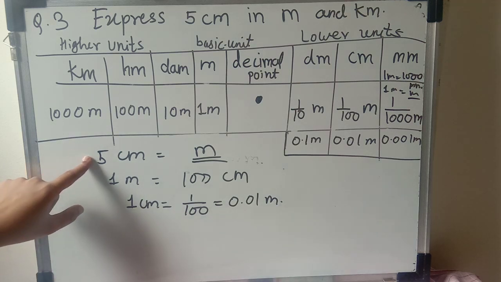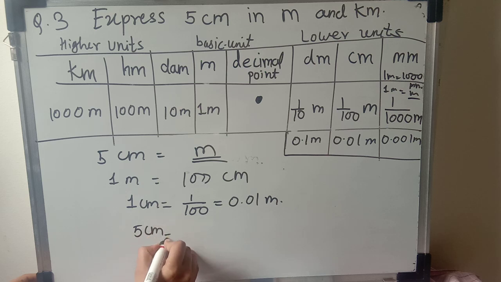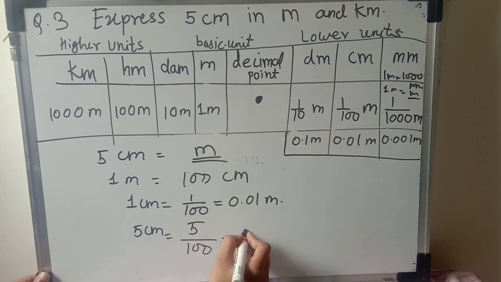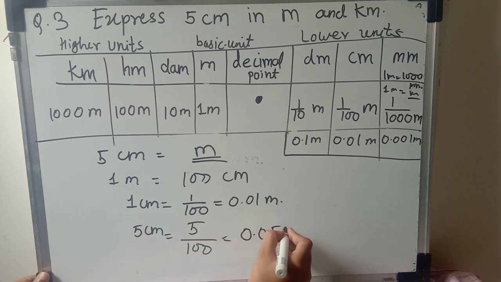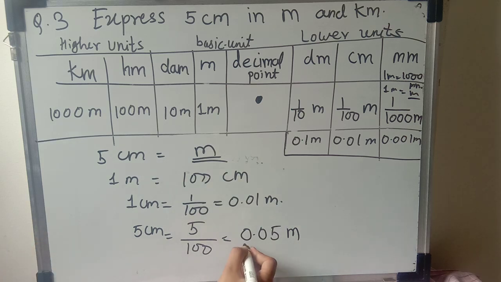So here how many centimeters are there? That is 5. So what we have to do is, 5 centimeter is equal to 5 divided by 100, and here we will get the answer. In your notebook on the last page, you can do the division and you will get the answer 0.05 meter. Okay, so we have expressed 5 centimeter in meter and we got the value, that is 0.05 meter. If you want to check whether this answer is correct or not, you can do the division in your notebook.